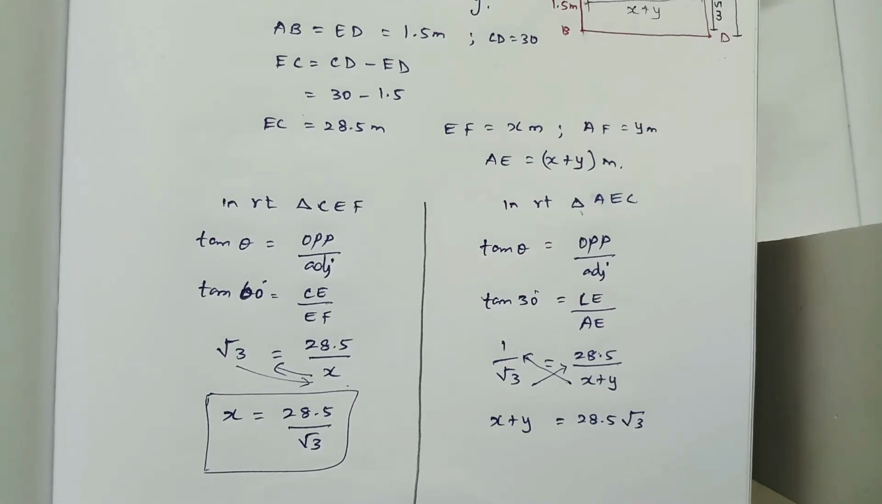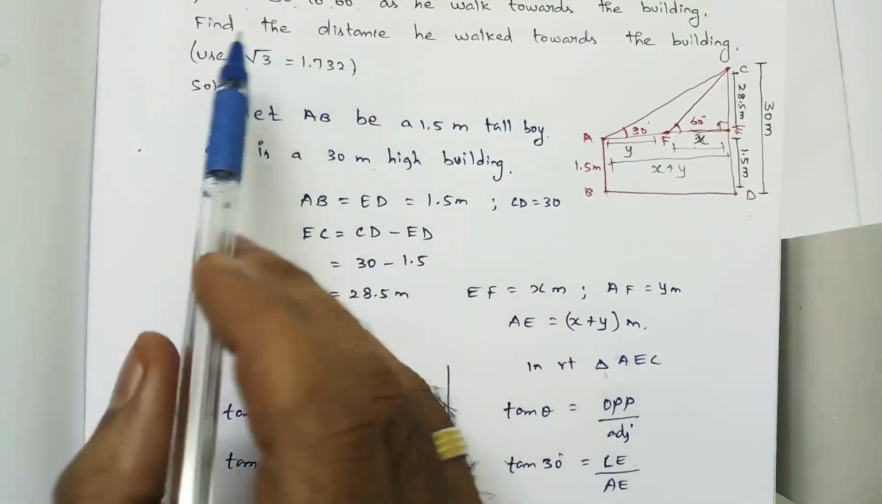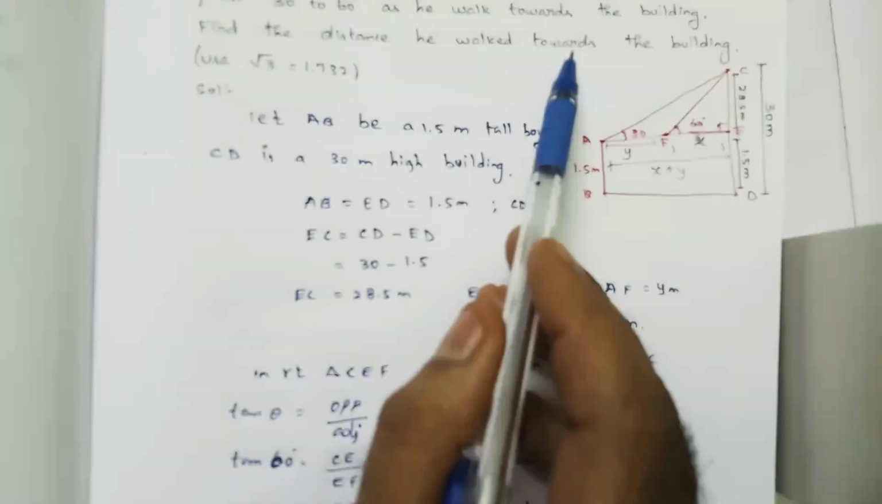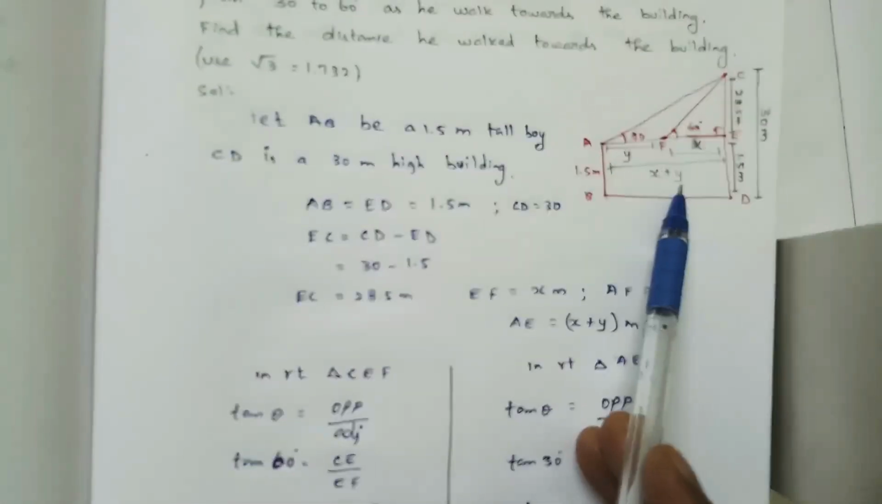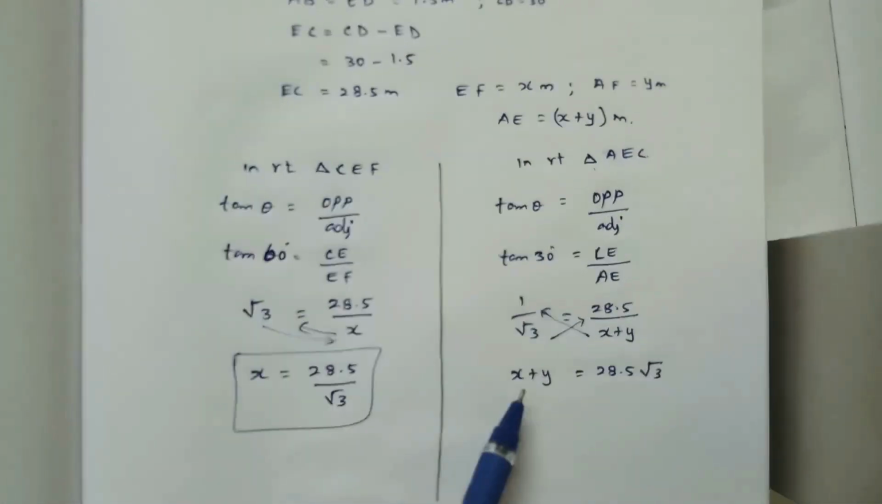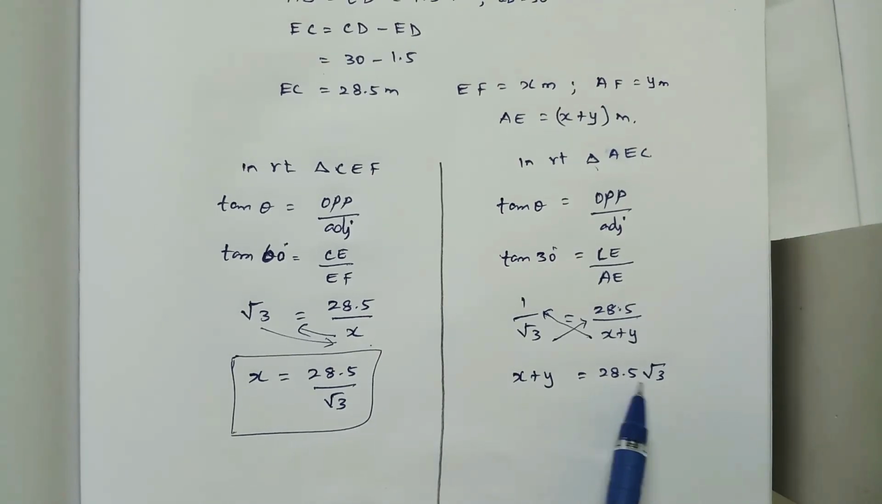Actually, what we want to find is the distance he walked towards the building, that is from this point to the building, right? That is nothing but x plus y only. That only we have to find. What is it? x plus y is equal to 28.5 into root 3.